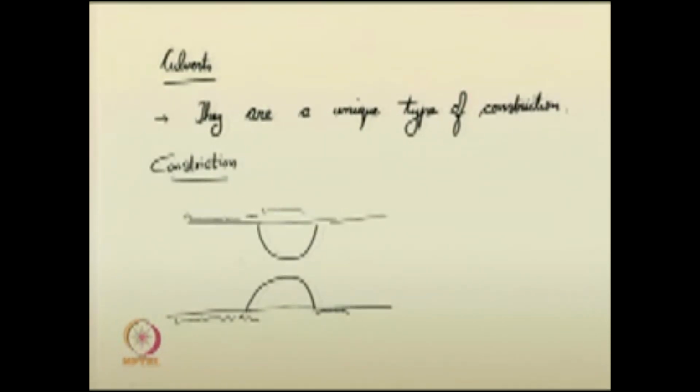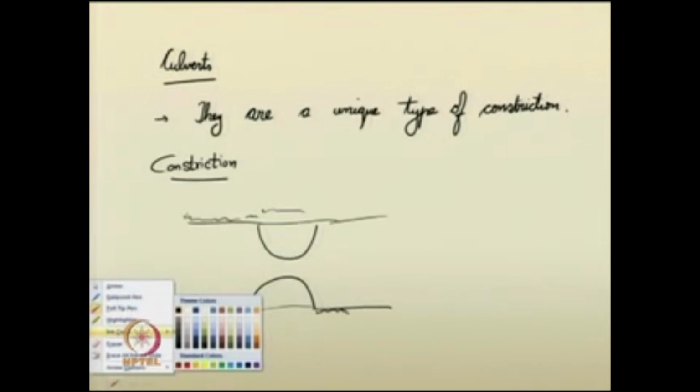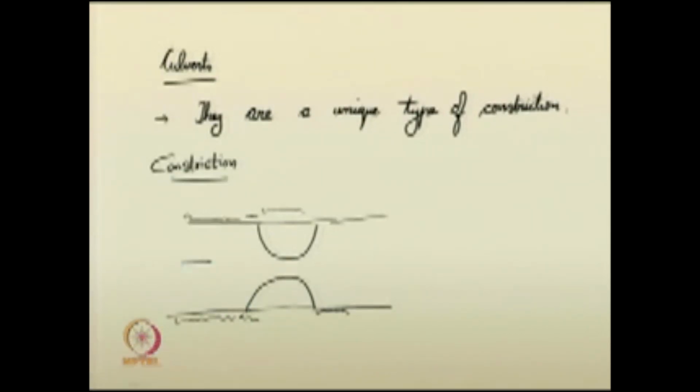So, here the natural drainage path, means water was flowing in this much width, say B1 here, and all of a sudden it is getting constricted to another width B2, then it is coming out from that constriction. So, such constrictions are provided in many engineering projects. Culverts are also a type of constriction.